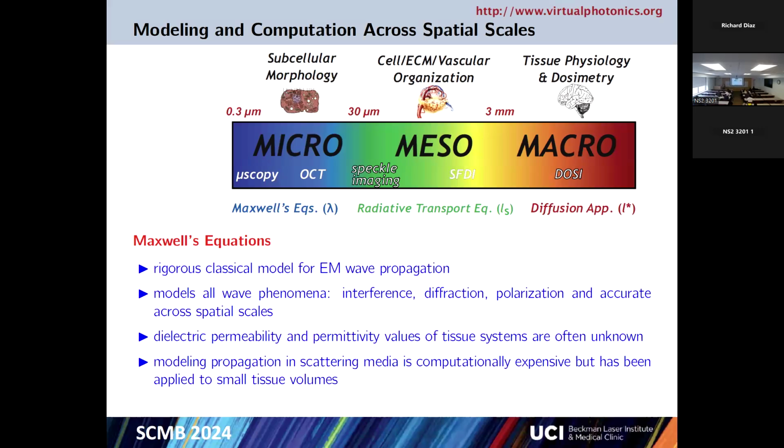And the other thing, as I alluded to, is that modeling wave propagation in scattering media is very computationally expensive. But many have applied it to small tissue volumes, on the order of, say, 100 microns. Even then, solving these equations on that sort of volume still takes thousands of hours of computational time on supercomputers. But it's proving valuable to understand the distortions that focused beams of light, often used in microscopy, undergo when they encounter tissue scattering.